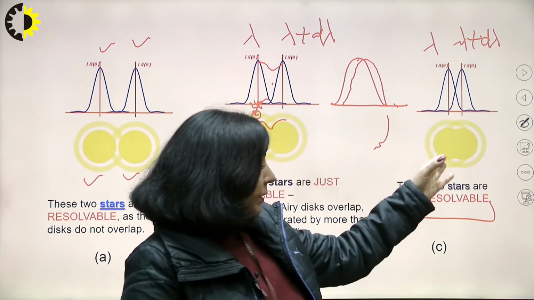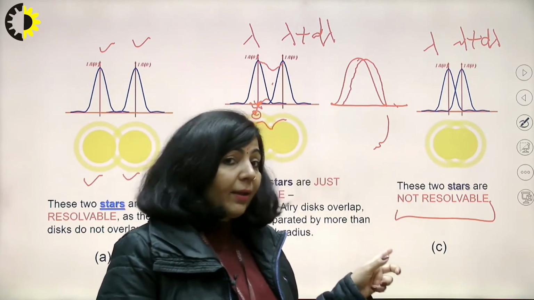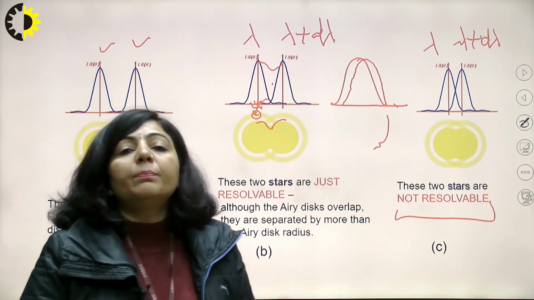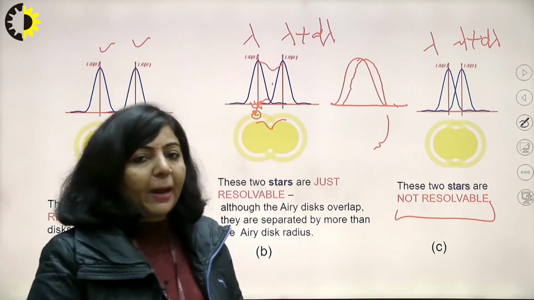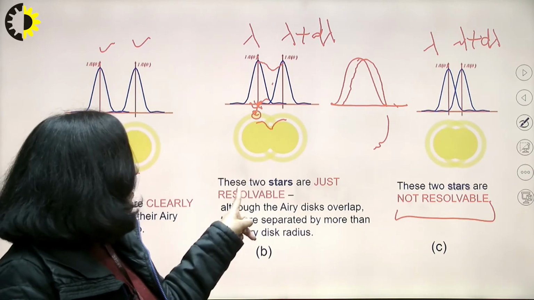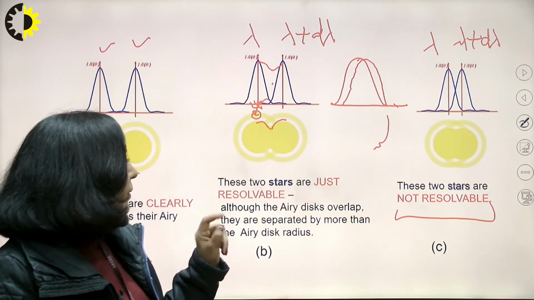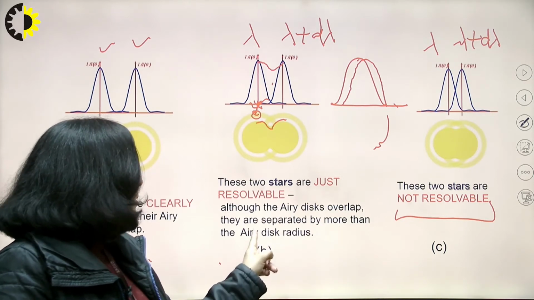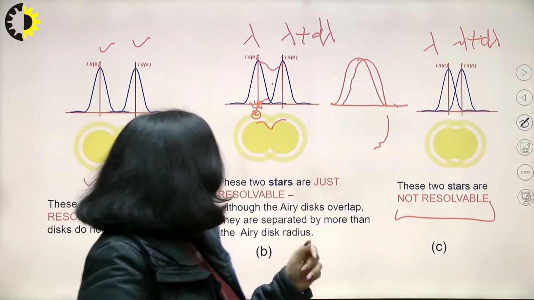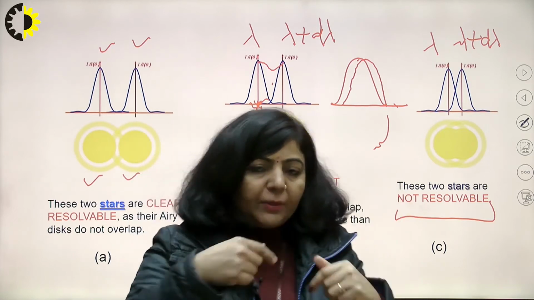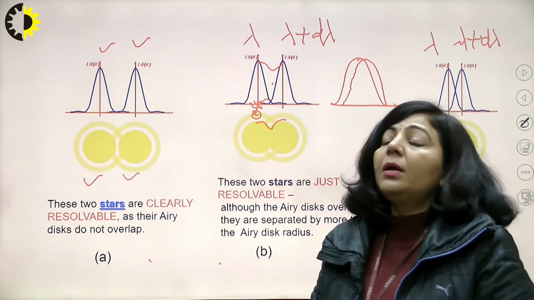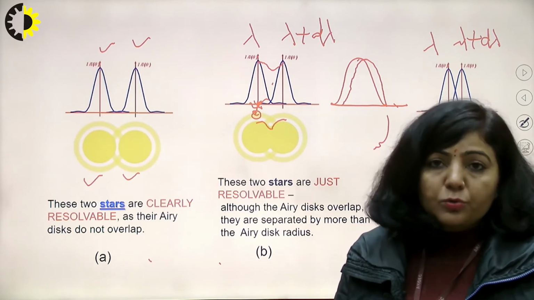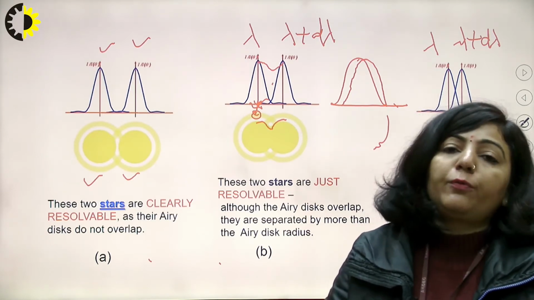So once the Rayleigh criteria is fulfilled, that is the point where you can just resolve those two diffraction patterns. So as you can see here, these two stars are just resolvable. Although the airy disks overlap, they are separated by more than the airy disk radius. So basically you are going to get a dip there, and that dip is indicating that there are two different stars, and because of those two different stars you are getting those two different patterns.